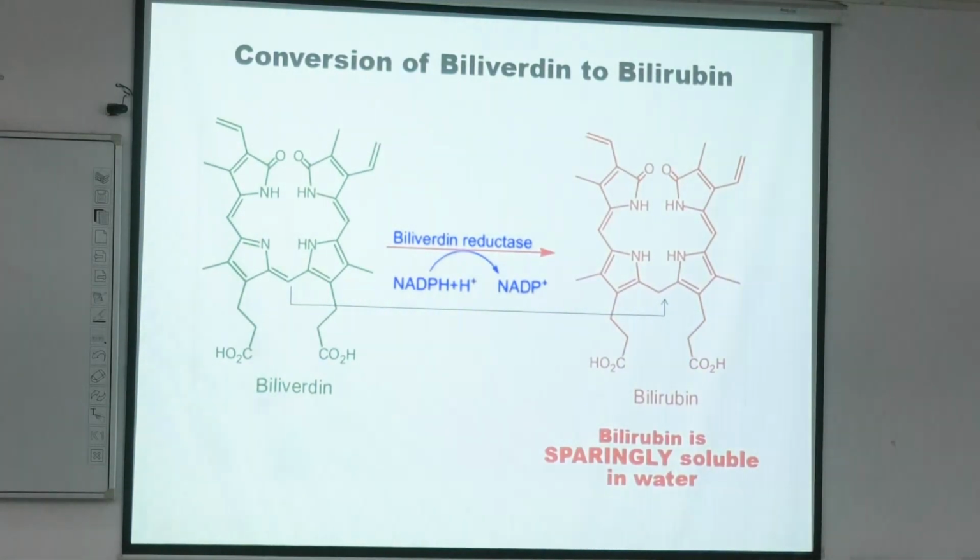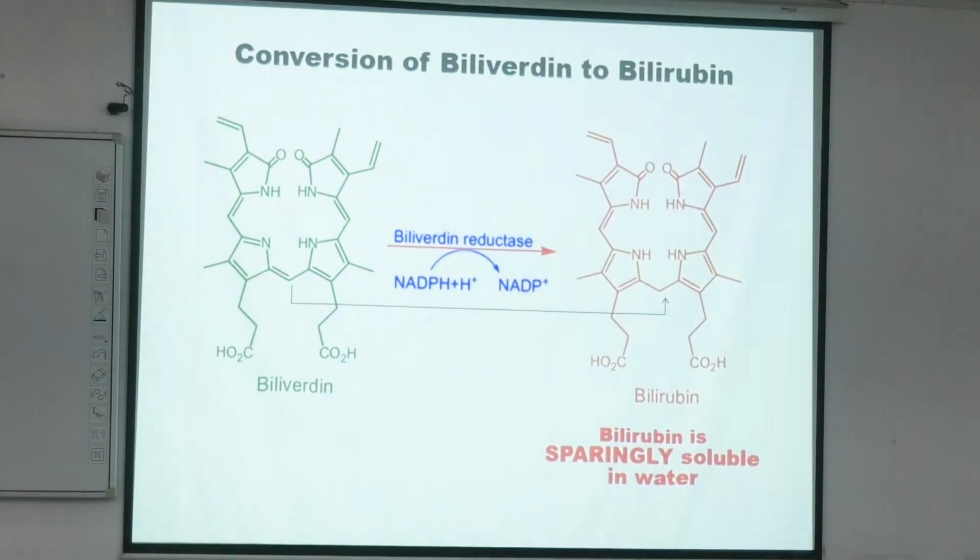Now you see here, this part, this bond, it's a double bond here. This has been reduced. This is a single bond, and that is caused by biliverdin reductase. And remember one thing, because of this structure, hardly is there a hydroxyl group here. So bilirubin is sparingly soluble in water.